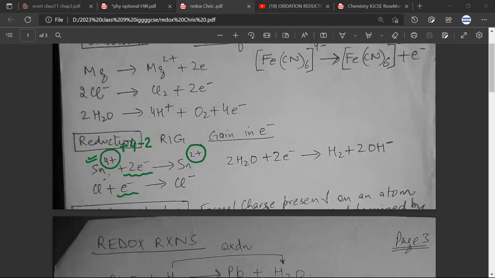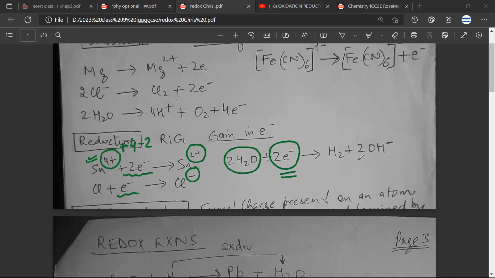Similarly, this entity had zero charge. When one electron was added, it became minus 1. Do you see this? Yes, sir. This entity had zero charge, but when two electrons were added to it, the balance of charge on both sides should remain the same.